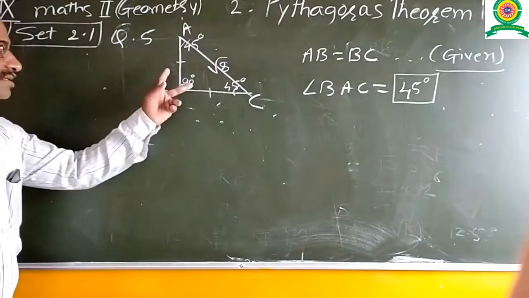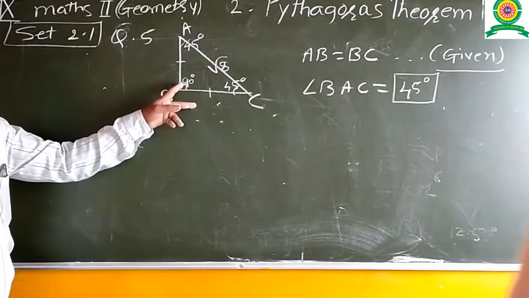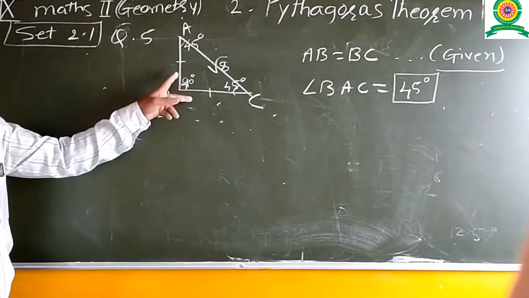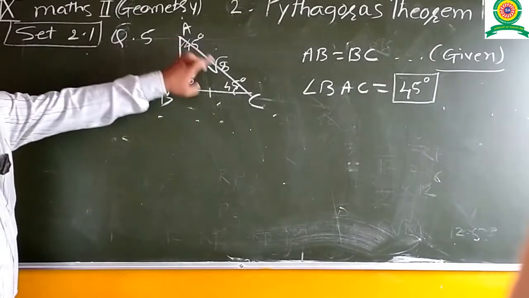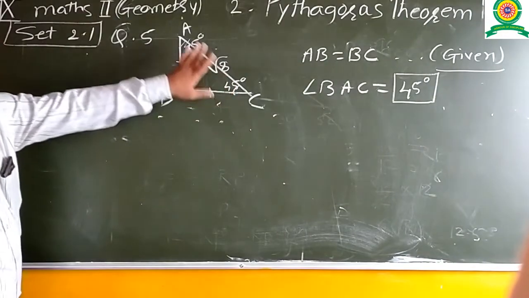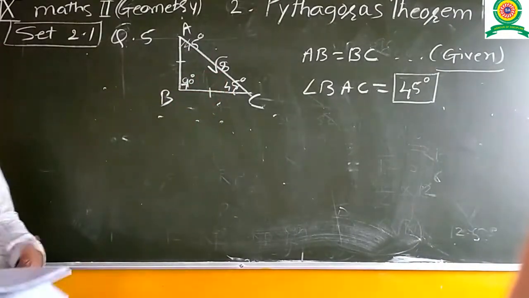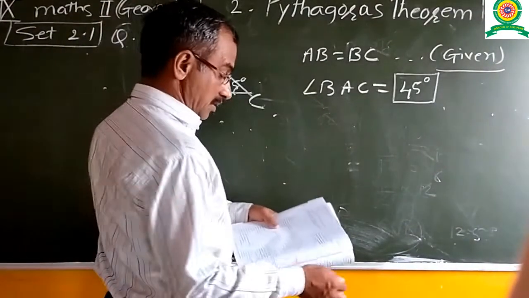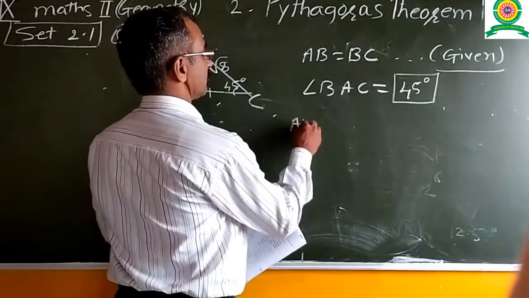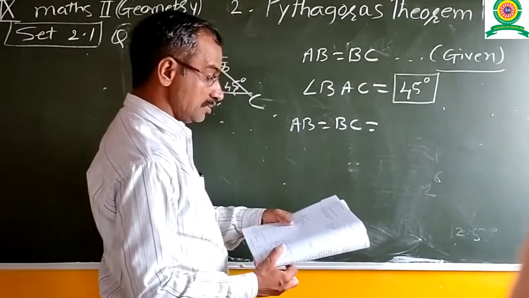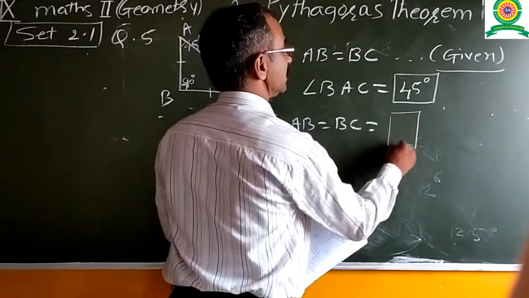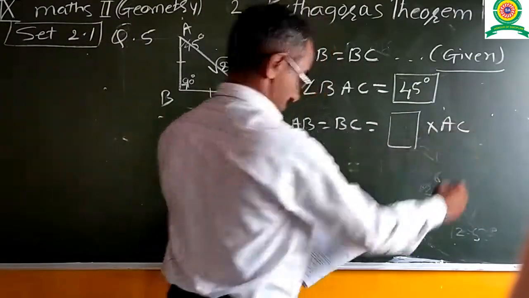In an isosceles triangle, if one angle is 90 degrees, then the other two angles are the same, 45 degrees each. Then AB is equal to BC is equal to, again a blank space is given, into the AC.